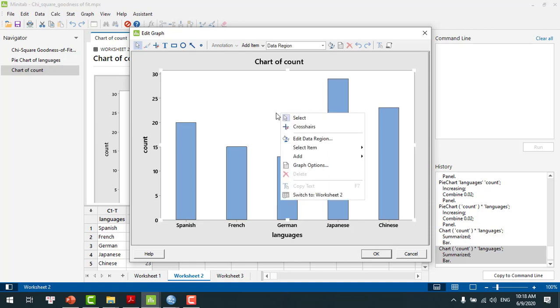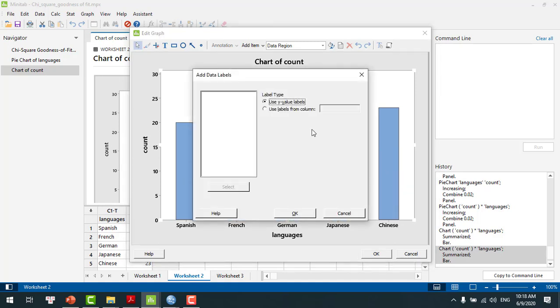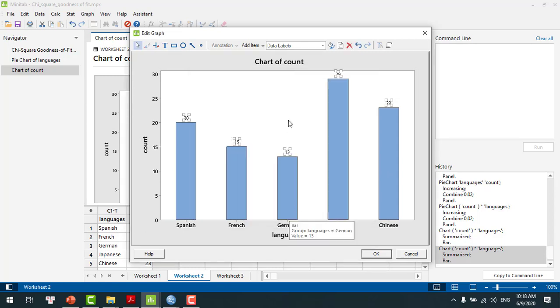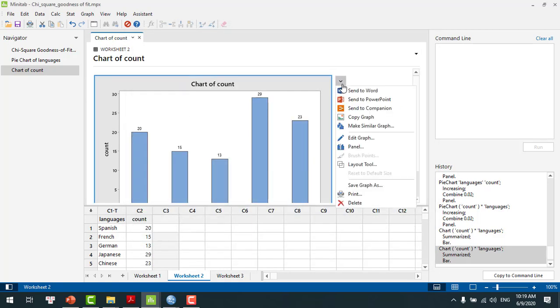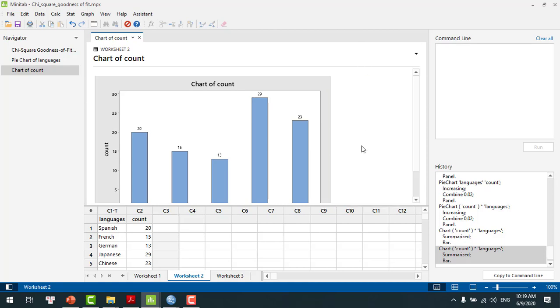So again, click anywhere on the graph, go to Add, and then we're going to add data labels, okay? And we want to use the Y values, so click OK, and then notice that automatically that added the count that we had for each language. So for Spanish we had 20, French we had 15, and so on. So click OK, and again, if you click on the arrow, you can send that to Word or you can send that to PowerPoint.